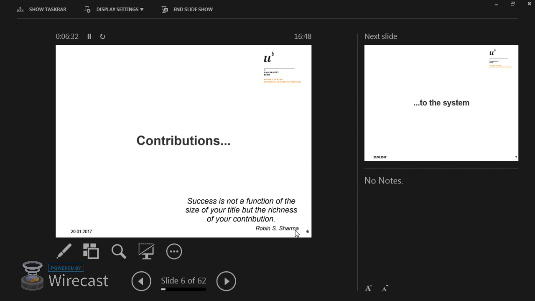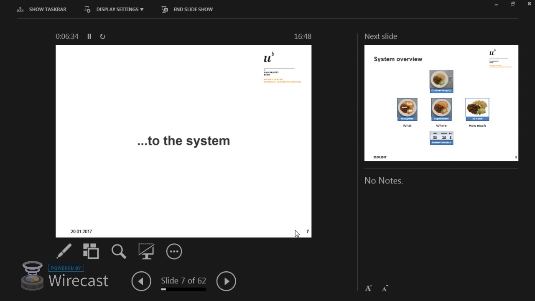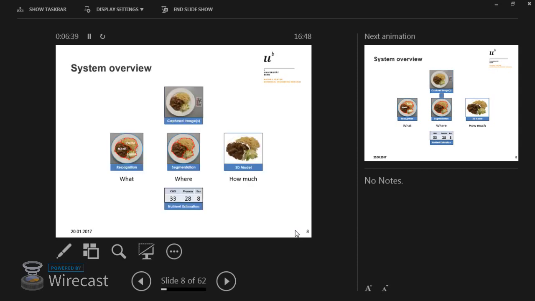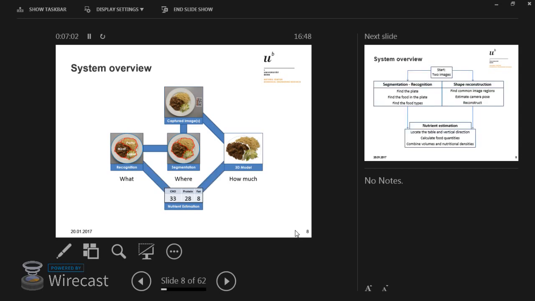The first contribution, or rather, the question is how did we organize this system? And this system is organized in 2 different branches. The first branch will first try to answer where the food is, and then what kind of food it is. The second branch will start on the other side and try to calculate the size and the shape of the food to answer how much. And once we know how much we have and what type of food it is, it's fairly straightforward to calculate the nutrients.